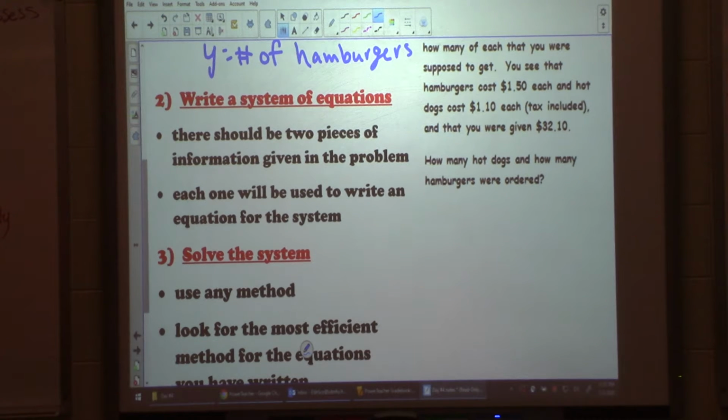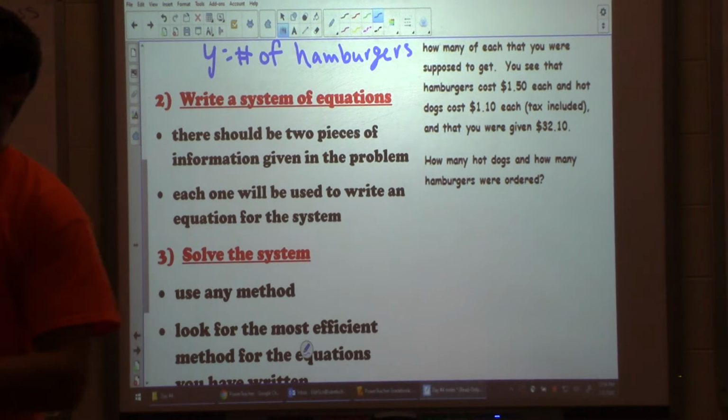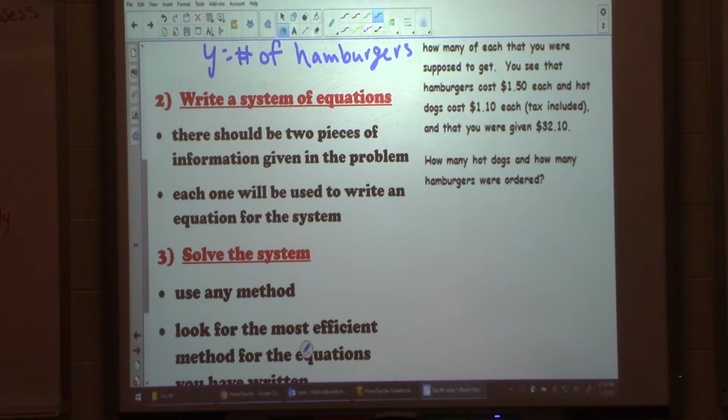Alright, step 2. Write a system of equations. So, there should be 2 different pieces of information given in your problem. Each one's going to be used to write a different equation. Right? So we're talking about 2 separate types of things. Like in this problem, we're talking about the quantity. Like there's 23 people and everyone gets one hot dog or a hamburger. That's a quantity of things. The other thing we're going to talk about is the money. So you should look and see, well, I know there's a money portion and a quantity portion. Each one's going to have its own equation.